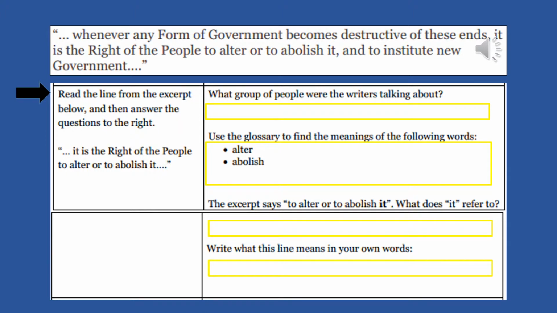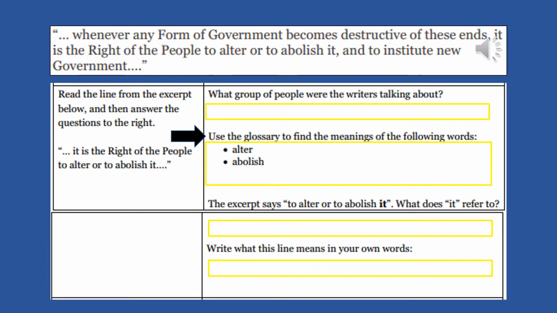Read the line from the excerpt below, then answer the questions to the right. It is the right of the people to alter or to abolish it. What group of people were the writers talking about? Use the glossary to find the meanings of the following words: alter and abolish.